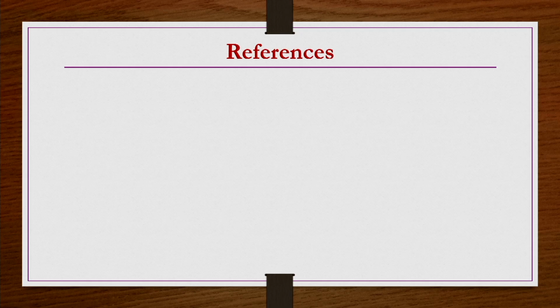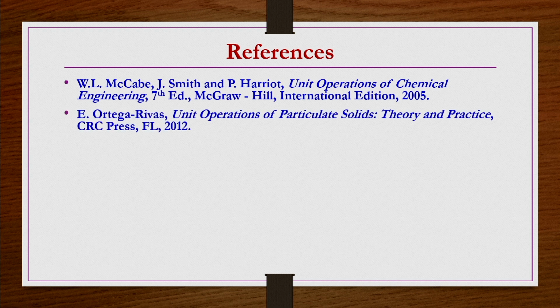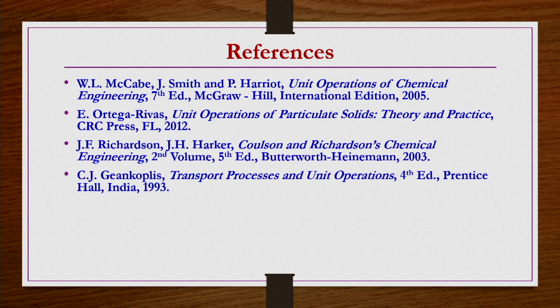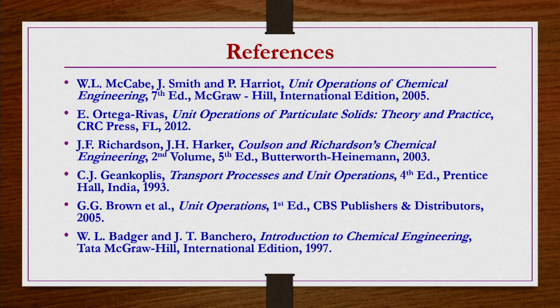The references for this lecture are Unit Operations of Chemical Engineering by McCabe, Smith and Harriott, Unit Operations of Particulate Solids: Theory and Practice by Ortega-Rivas, and Coulson and Richardson's Chemical Engineering Series, 2nd volume by Richardson and Harker, Transport Processes and Unit Operations by C.J. Geankoplis, and Unit Operations by Brown et al., and Introduction to Chemical Engineering by Badger and Banchero. However, most of this lecture is obtained from these two references, that is McCabe, Smith and Harriott, and Richardson and Harker.